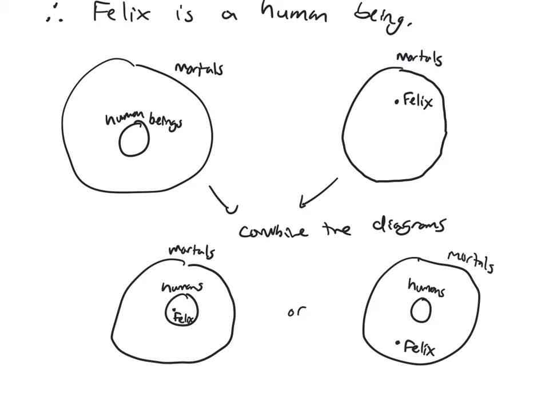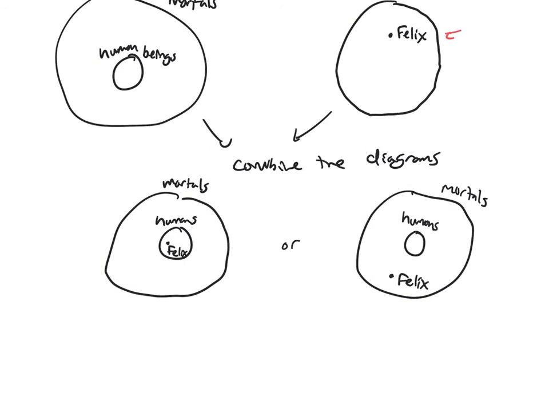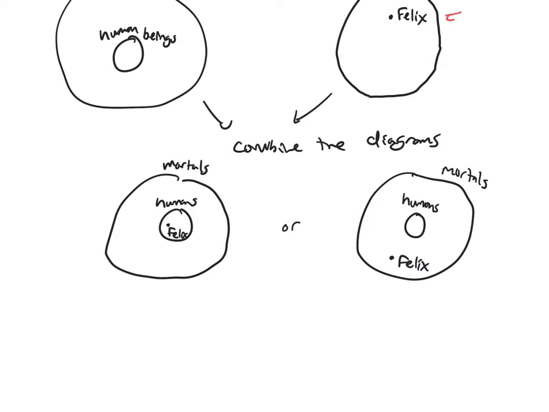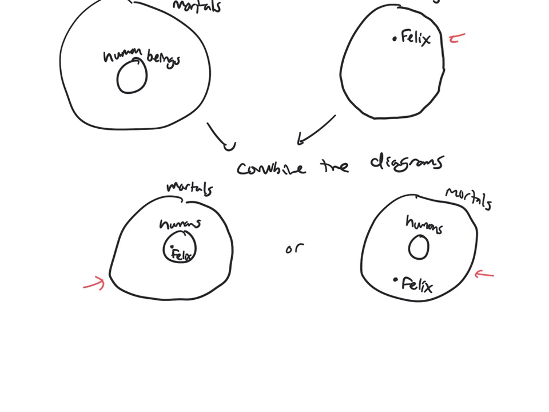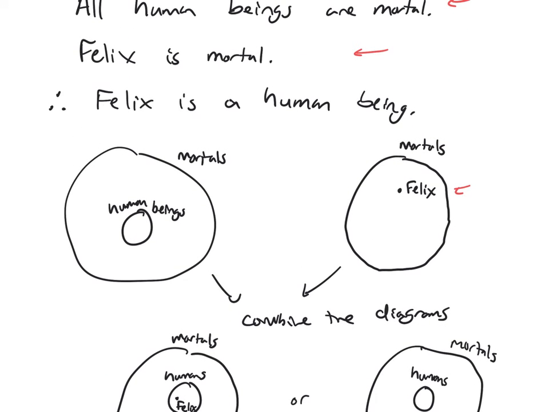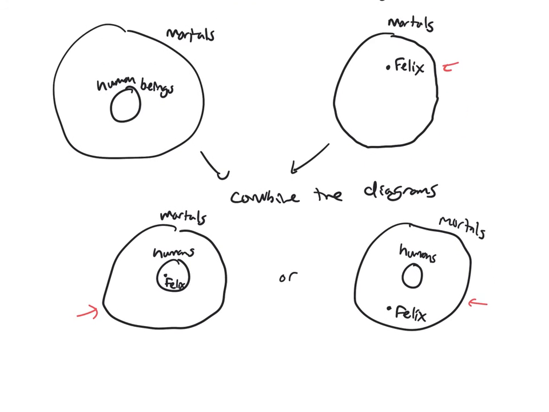Because all I know is that Felix is inside of this large circle. I'm not quite sure where inside of the large circle. So there are two possibilities. So we're going to have to look at both of these diagrams here to decide if the conclusion is true or false. So go to your conclusion. Felix is a human being. So look at our final picture.